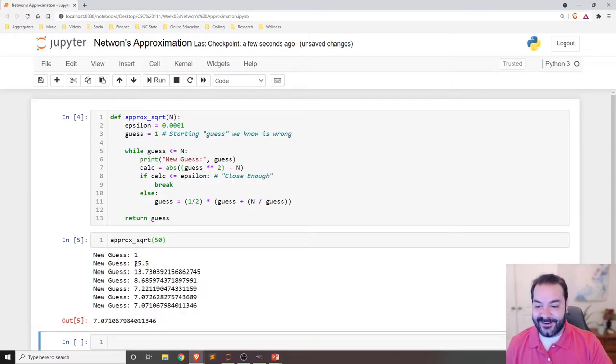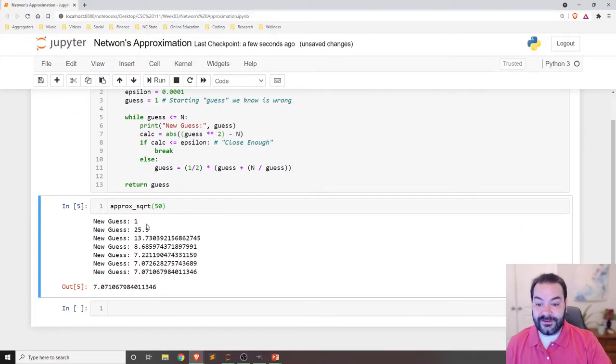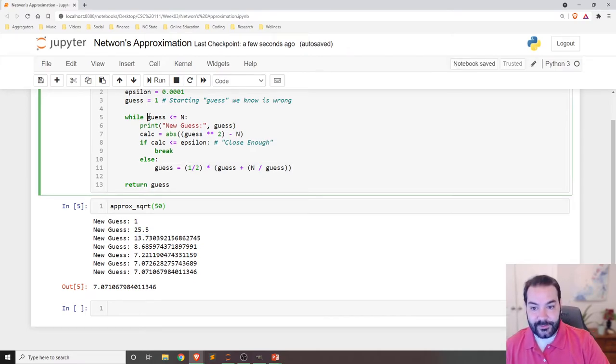So, okay, good. 25.5 is what 51 divided by 2 is. But as you can see, 25 squared is way too much. So we then modified the guess to become 13.73. Okay, well, we make the evaluation again. That's still more than 50. We printed that new guess, so now we see that print. Well, we do our calculation, 13 squared is still well above our epsilon, so we skip and we modify our guess again.